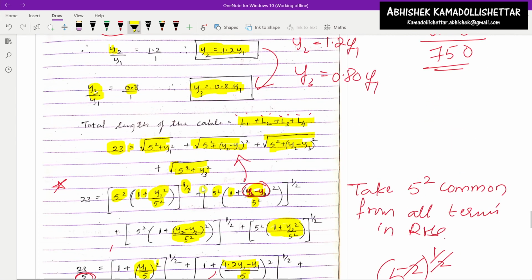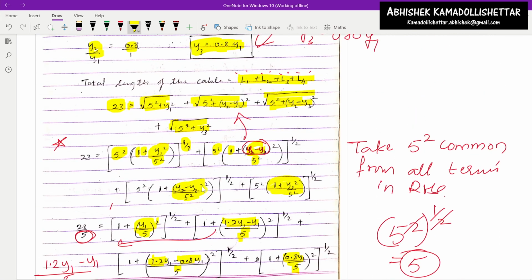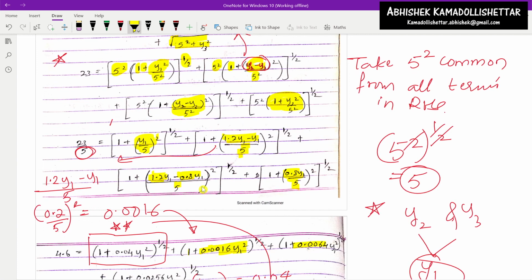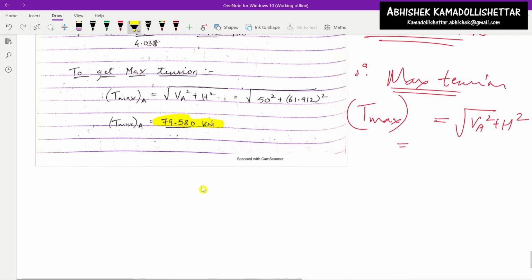Okay, I hope you got how to solve the problem. This problem you have to work a little bit, but I have made all the things clear. Once you solve it, you will understand.